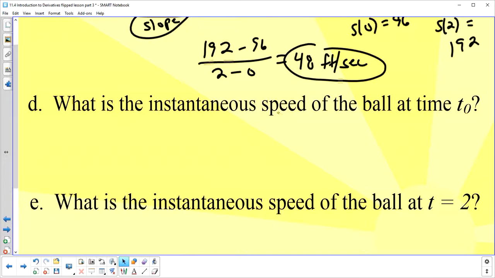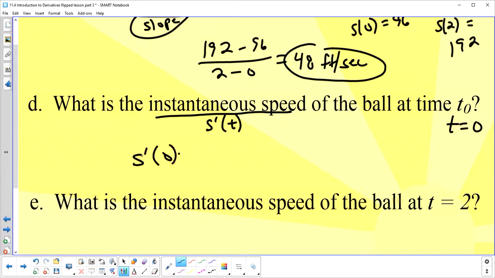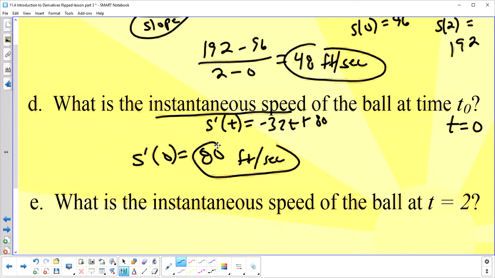Okay, instantaneous speed of the ball. Instantaneous speed of the ball is now when we are talking about our first derivative. So we're looking for s prime of t at time sub 0, which means time is 0. So really what I'm looking for here is s prime of 0, and like I said at the beginning, remember this is negative 32t plus 80, if I plug that in I just get 80 feet per second, which makes sense because way back in the beginning of the problem we said our initial velocity was that number in front of t, which was 80, and so our initial velocity is the same thing as our instantaneous speed at 0, 80 feet per second.